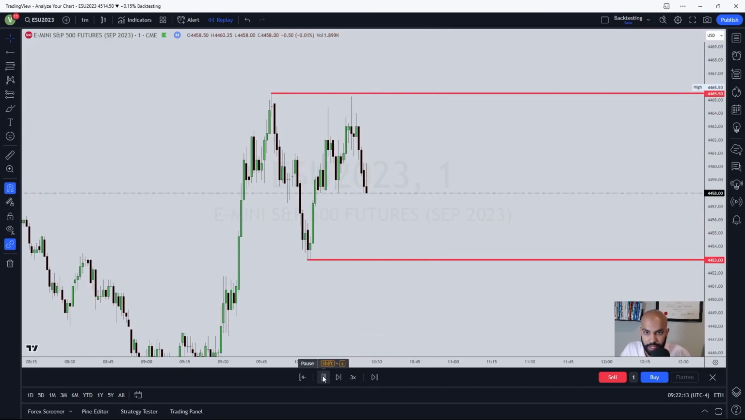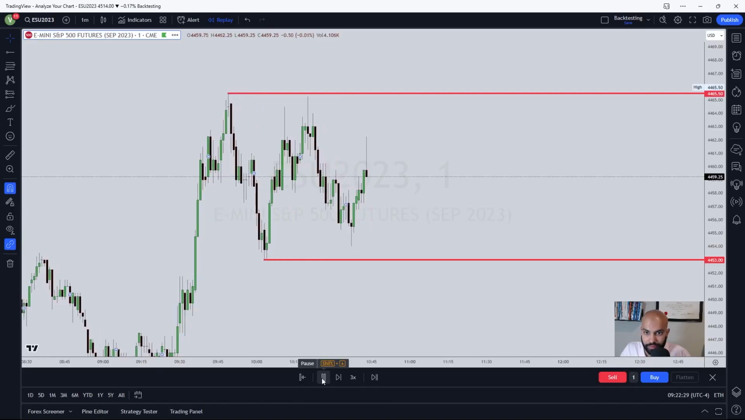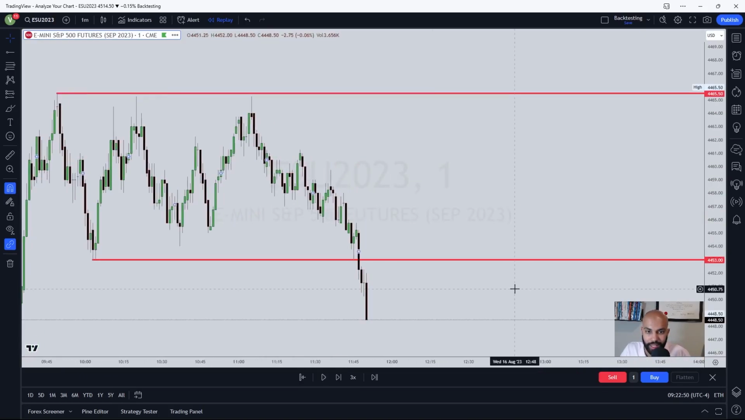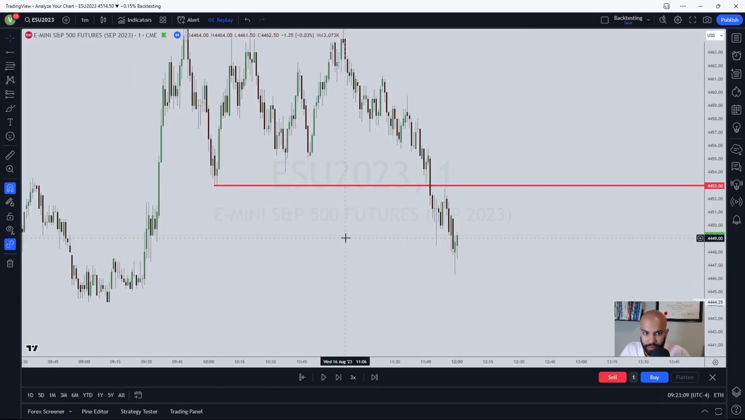Still chop, still nothing here. Looks like we broke structure. This could be a good short. Put a stop here, and then we could target this, but we are inside this range, so I'm not trading this. And that's why we don't trade inside these ranges. You see how long it took from 10 o'clock to 11:45. So literally over an hour and a half of just chopping around in here, and there's nothing here that I would want to trade. Price breaks below.